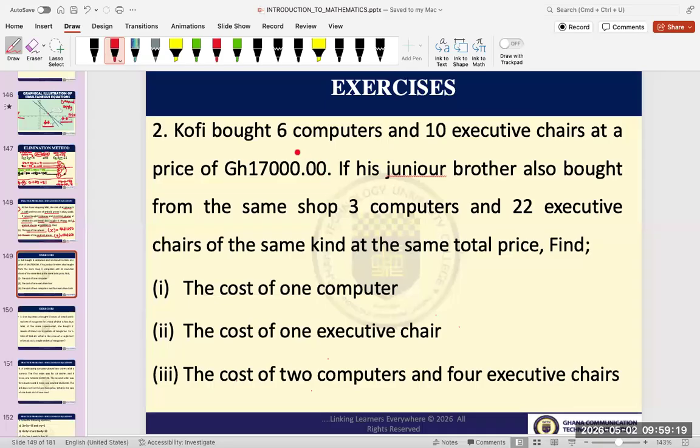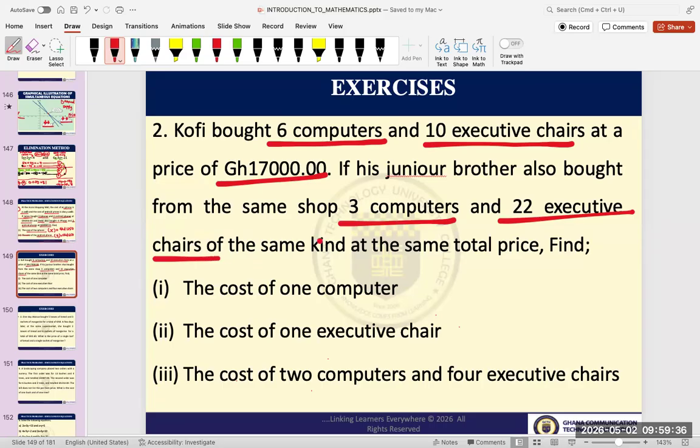So if you look at this one, it's about computers and executive chairs. And a total price. Same total price means that same 1,700. Find the cost of one computer. Find the cost of one executive chair. So you can represent this computer by X, represent the executive chair by Y, and then you do your simultaneous equation.